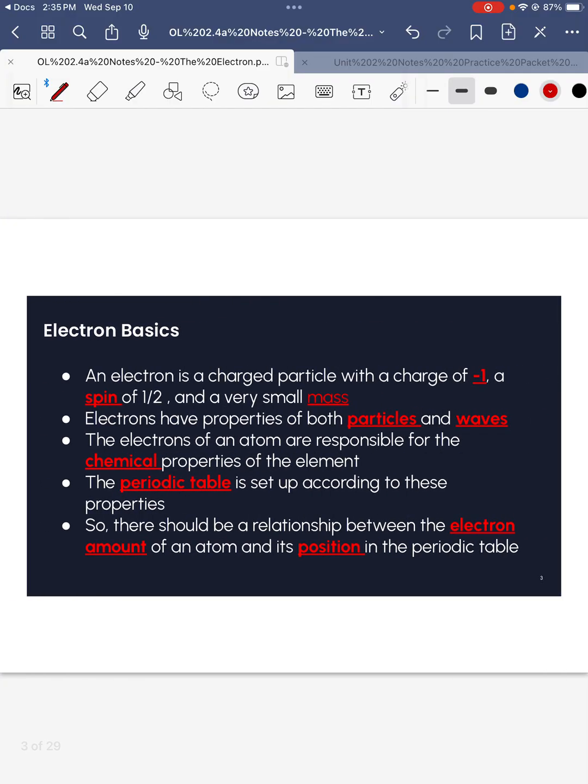To go over some electron basics that you may have forgotten. An electron is a charged particle with a charge of -1. It has a spin of 1/2 and a very small mass. We normally just call this mass 0. The spin is new to us, and we'll get into this shortly. Electrons have properties of both particles and waves, and an electron is responsible for the chemical properties of an element.